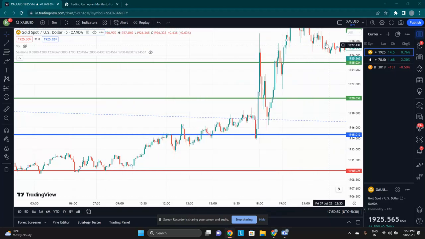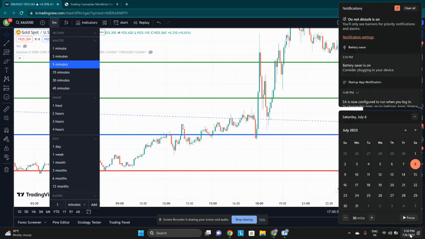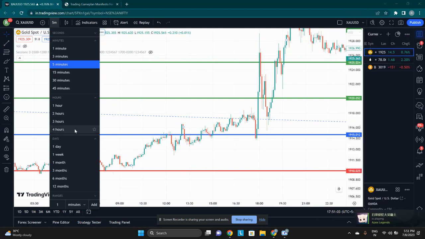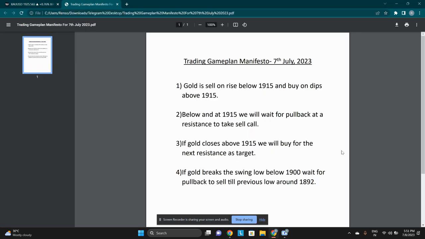Hello, guys. This is Gold Sniper here from XAUUSD, and let's begin our analysis for the next week, which is on 10th July 2023. But before we jump into next week's analysis, I just wanted to show you my trading plan, which I shared for Friday in my Telegram channel.